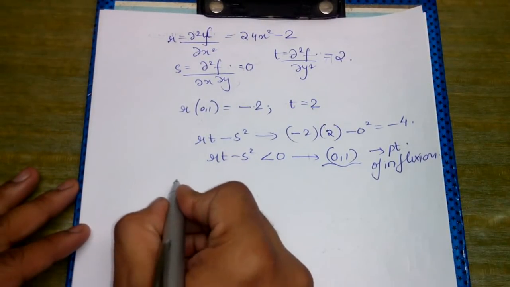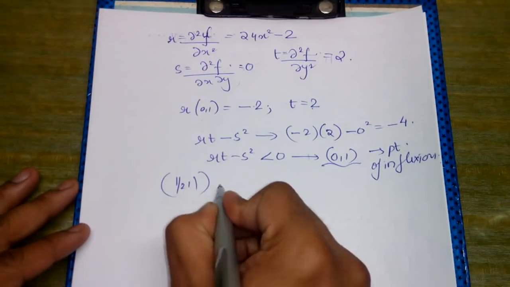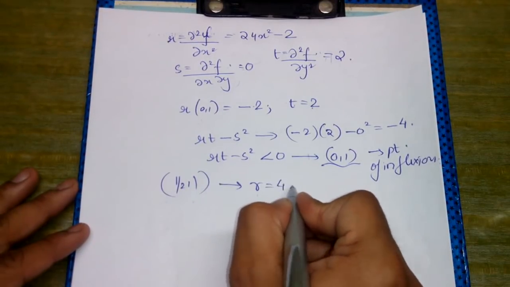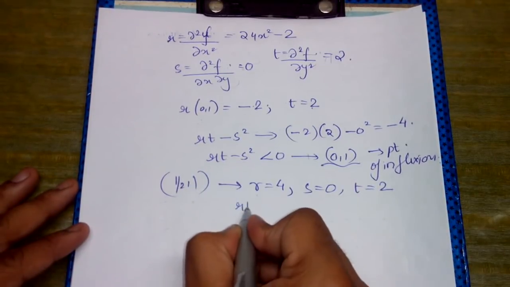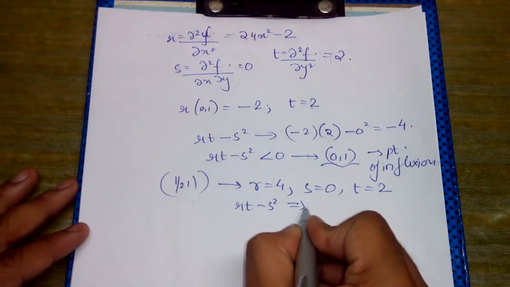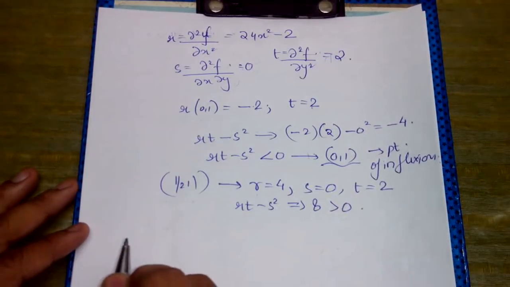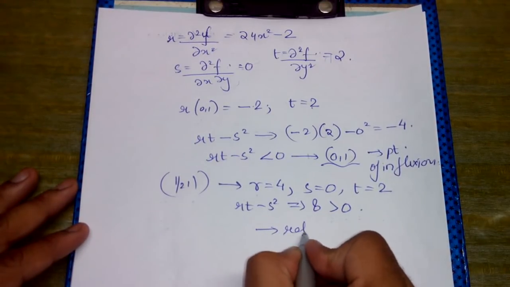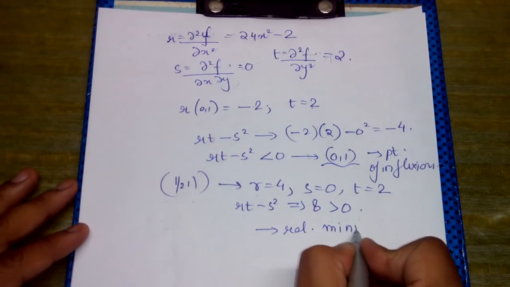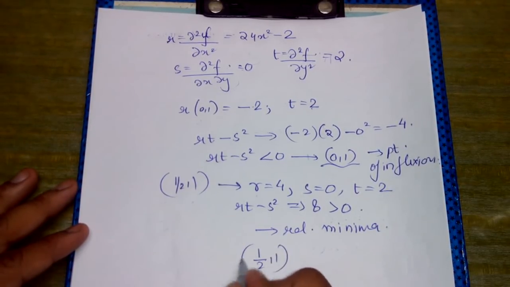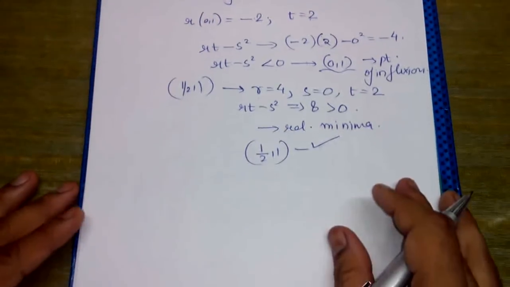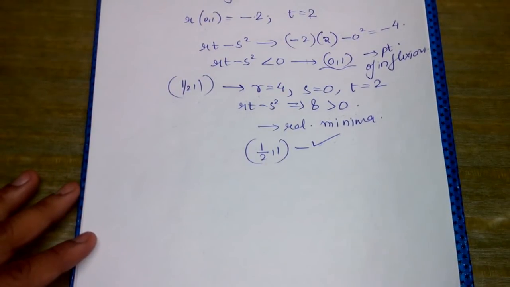But if we check at the point 1 by 2 comma 1, then r comes out to be 4, s is 0, t is 2, so rt minus s square comes out to be 8, which is greater than 0. So this is a point of relative minima. The point of relative minima would be 1 by 2 comma 1.